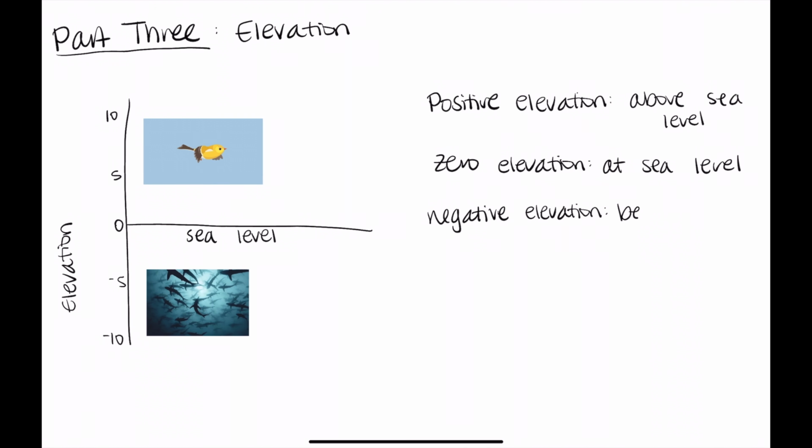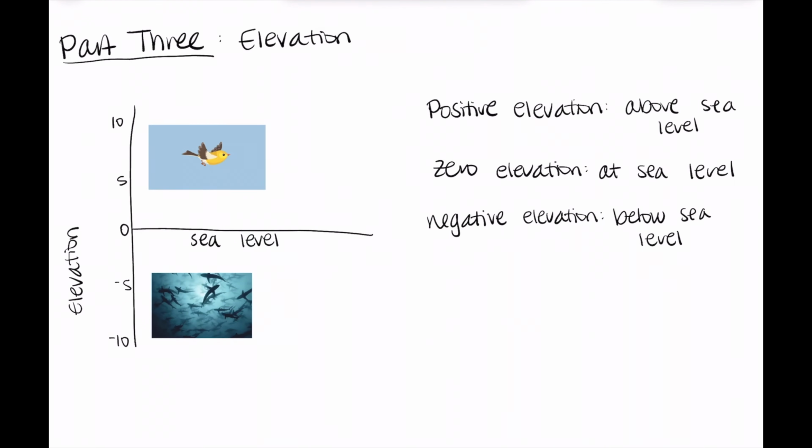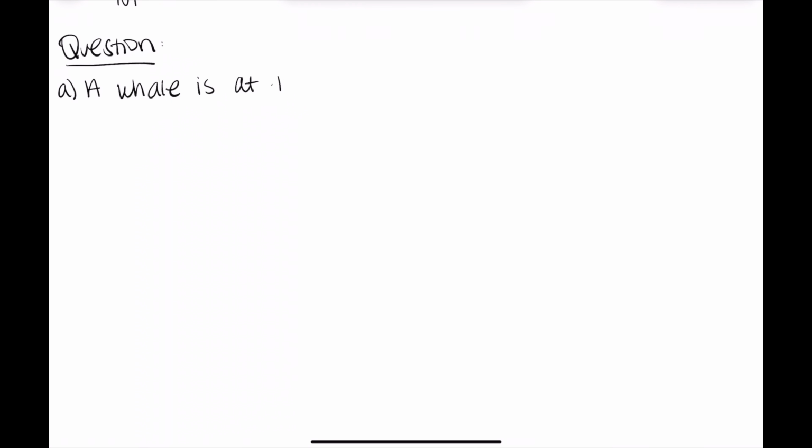So take a good look at this little diagram and the notes here, because this will help us decode any type of word problems that deal with elevation. So now that we've gone over the terminology, let's get into a few questions that deal with elevation. For part A, it says, a whale is at the surface of the ocean to breathe. What is the whale's elevation?